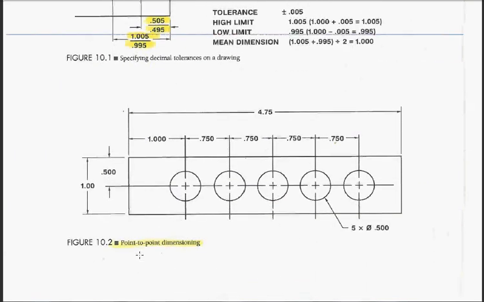Now, we want to get into different types of dimensioning. This type of dimensioning right here is called point-to-point dimensioning. That means I'm going to drill a hole from the edge here to the center 1 inch. And then from that hole I'm going to go .750. From that hole I'm going to go .750, and then the next hole is going to be .750. This is point-to-point dimensioning. It means every dimension is dependent upon the one before it.